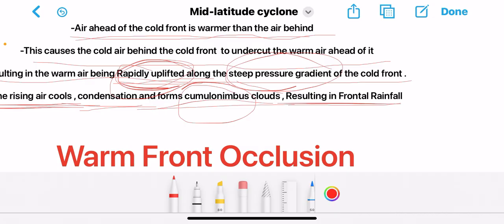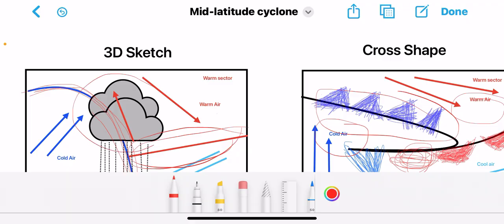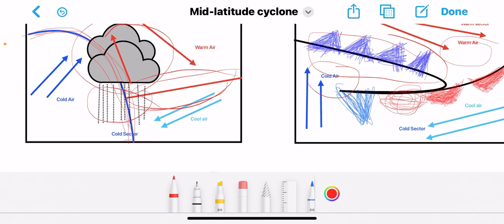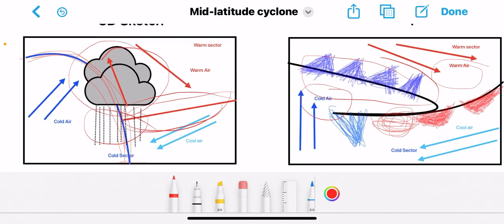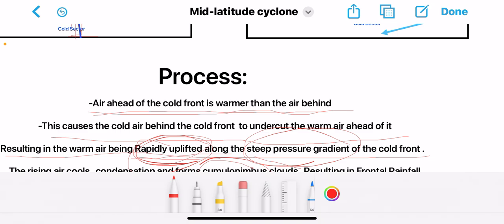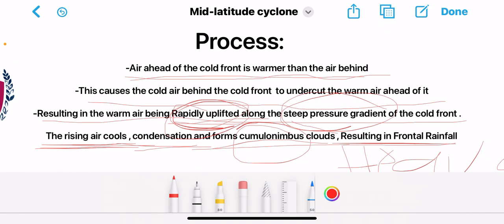So this rising air cools, condenses, and forms cumulonimbus cloud, which results in what? Frontal rainfall. If you don't want to say frontal, you can say heavy rainfall. Now, as we can see along the cold front, we have what? Cumulonimbus clouds which have developed along the cold front, which result in what? In heavy rainfall. Make sure to pause the video, copy the sketches, also to pause the video, to copy the notes, so that you may not be left what? Behind.